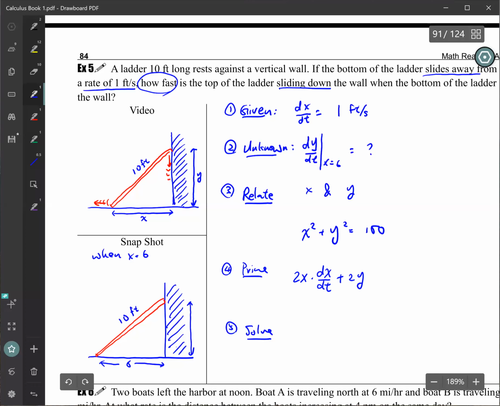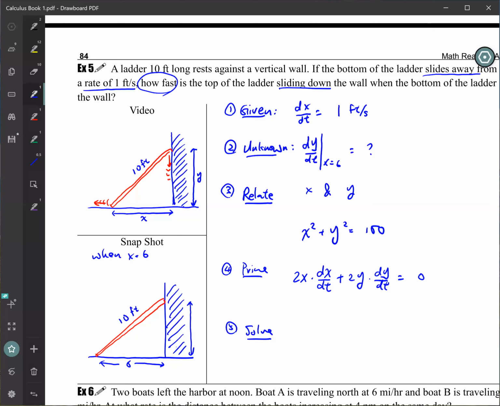2y times dy over dt equals 100. Or wait, no, just kidding, equals 0. Okay, very good. So now that's it, right?